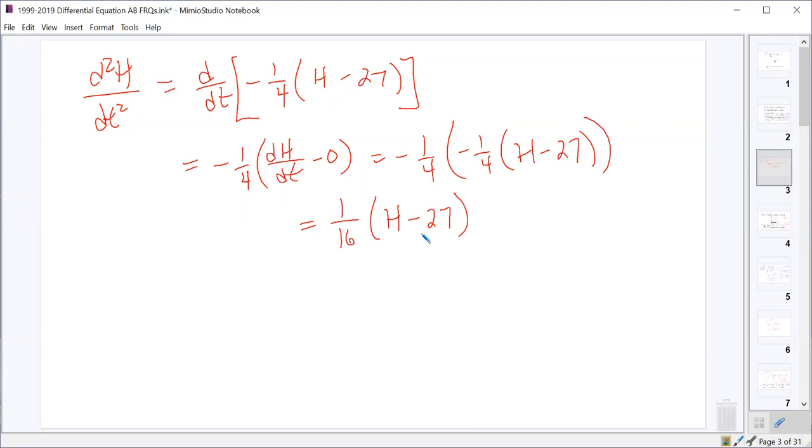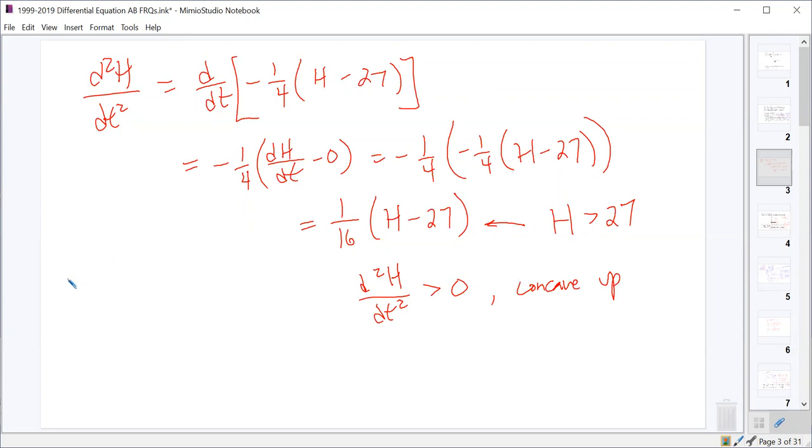And what do we know about the value of h? We know that h is always greater than 27. And so if h is always greater than 27, then the second derivative is always greater than 0, which tells us that this is always concave up. H is always concave up.